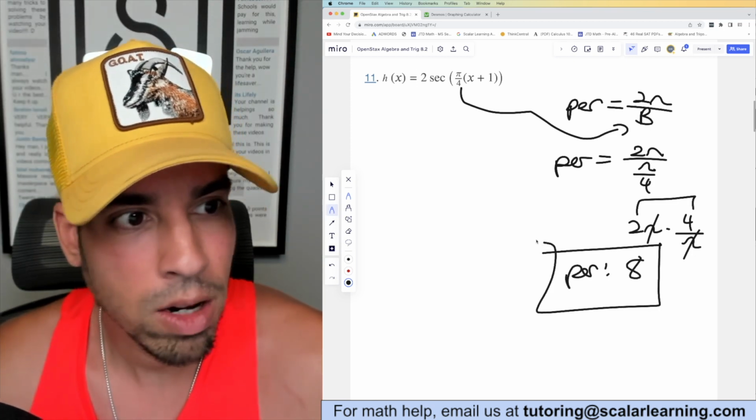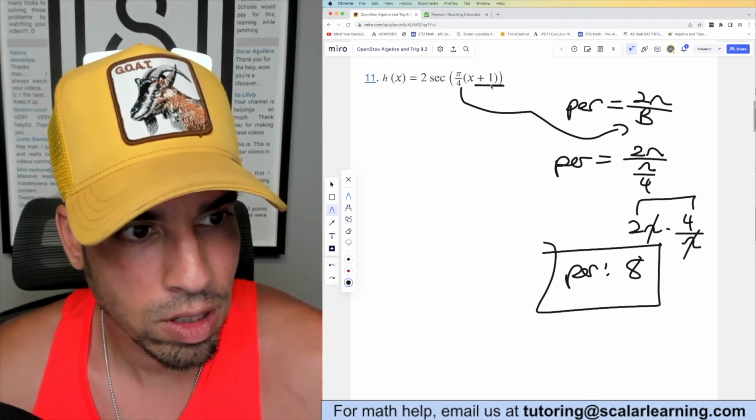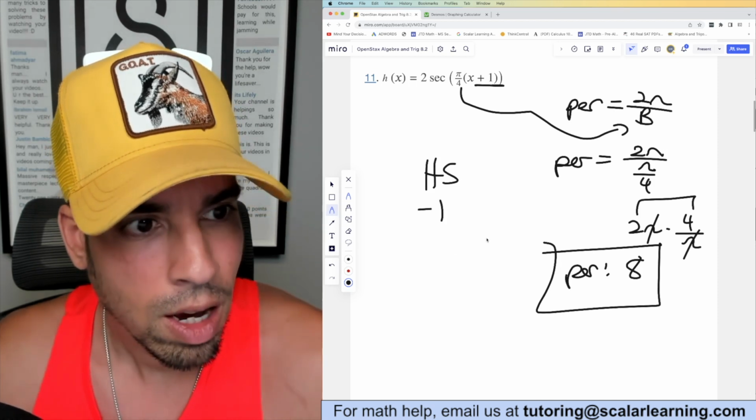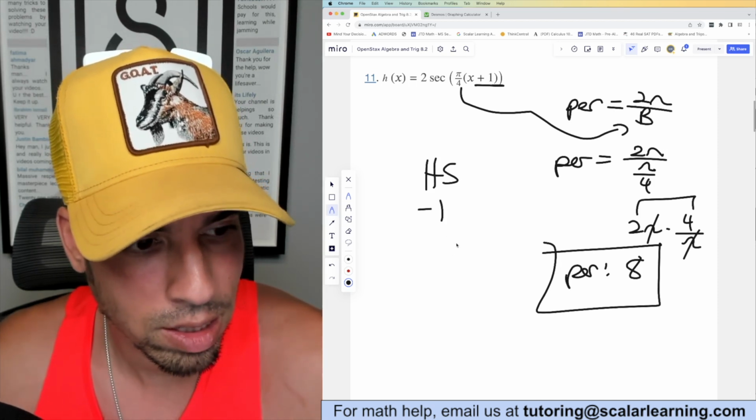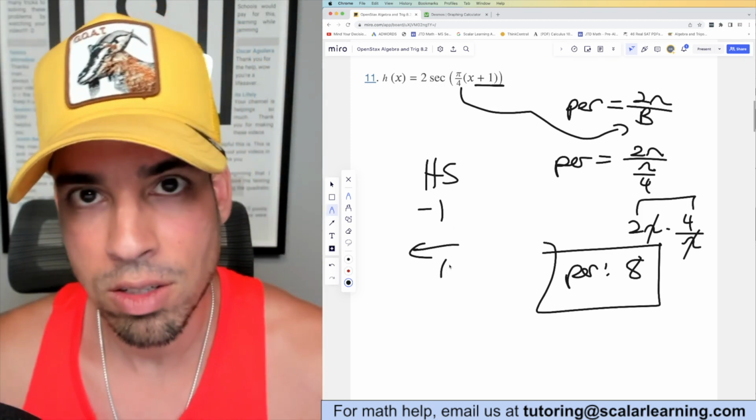And then what about the horizontal shift? That's in here, right? And so the horizontal shift is literally that value. So we can say horizontal shift of -1, or sometimes I say when it's plus, it's to the left by 1. So you could say either or, they both mean the same thing. That's how you do it, done.